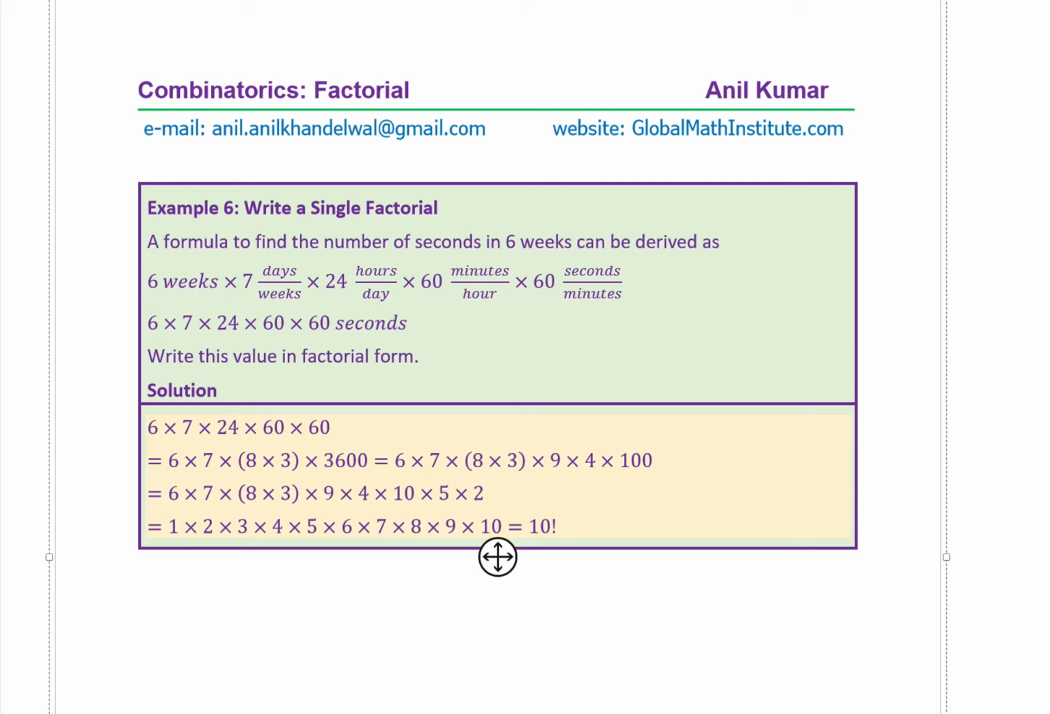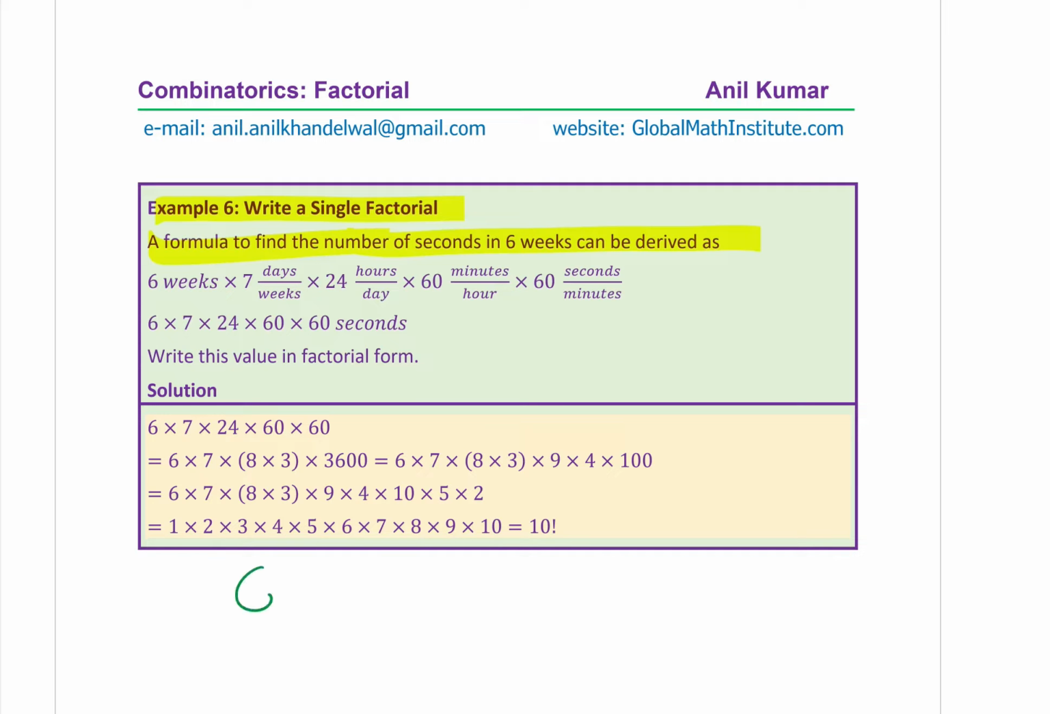Let's move on to a very, very interesting question. Example 6. Write as a single factorial. This time we have taken a very beautiful example, I should say. The question here is: a formula to find the number of seconds in 6 weeks can be derived as shown here. Basically, we want to figure out how many seconds there are in 6 weeks. That is what we're trying to figure out in this particular formula, and we get the answer as 10 factorial. See how we are working to get this answer.